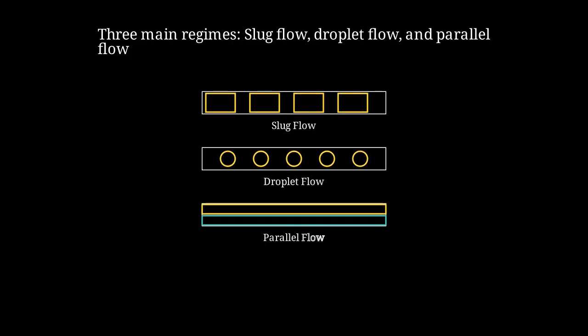Now let's explore the different flow regimes that emerge when two immiscible fluids share a microchannel. There are three main flow regimes we observe: slug flow, droplet flow, and parallel flow, each with distinct characteristics. Here we see all three regimes: slug flow with long plugs, droplet flow with separated spheres, and parallel flow with two streams side by side.